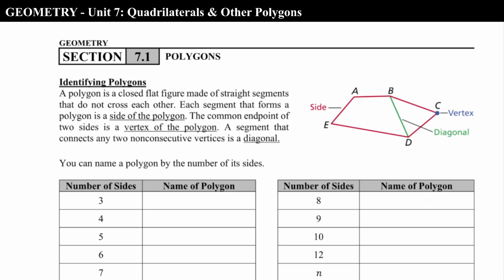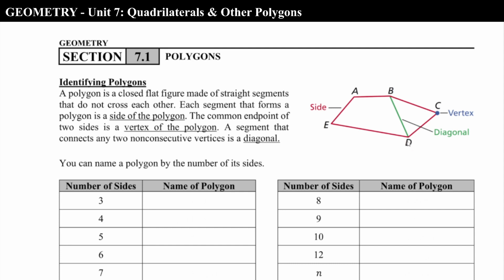The common endpoint of two sides is a vertex of the polygon, and a segment that connects any two non-consecutive vertices is a diagonal. So here in the figure you can see a side here, and each of these sides are red here, okay? So everything that is a side is in red. Then you have a vertex. You have a vertex at C, you have it at B, you have it at A, E, and D. It's basically where two sides meet.